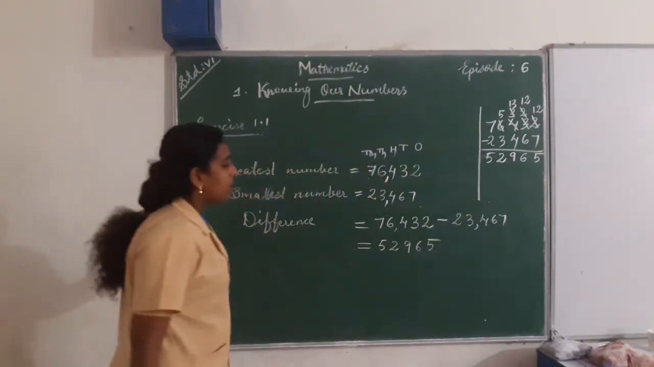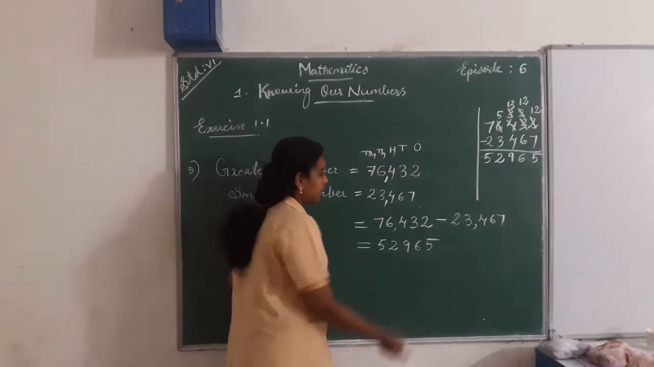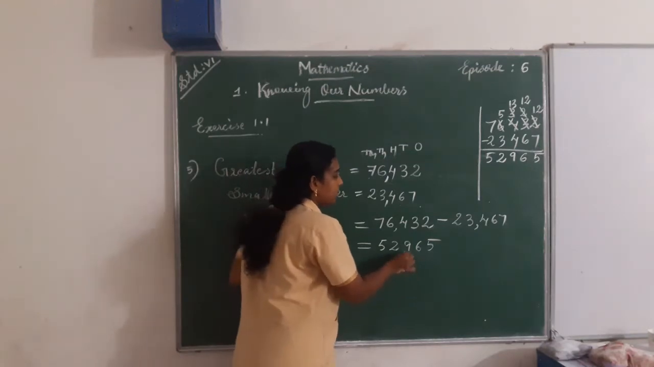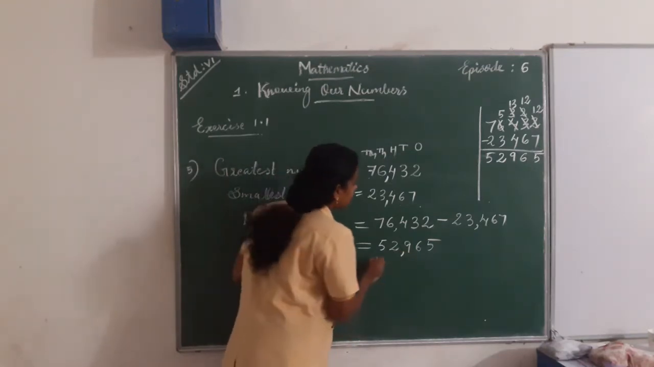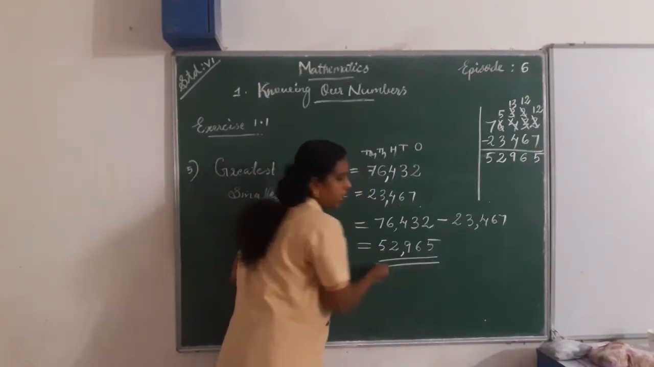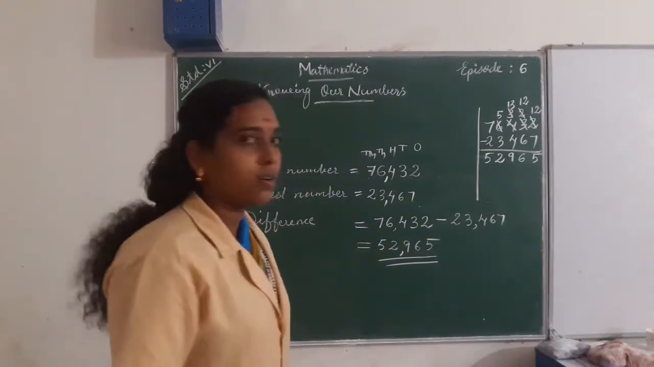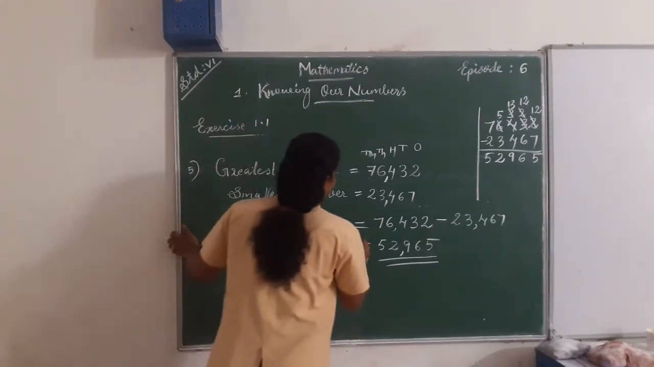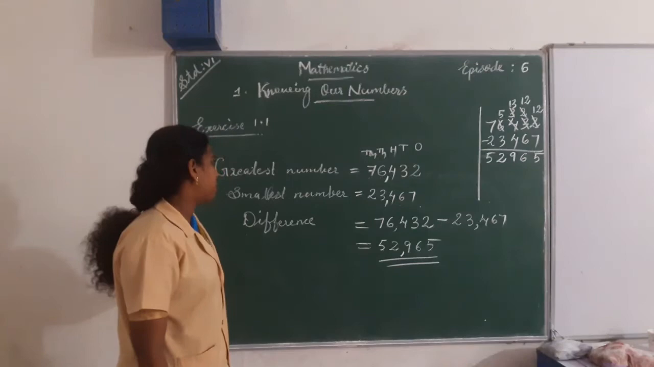And how can we read this number? It is ones, tens, hundreds, thousands, ten thousands, and the first comma comes after the hundreds position. Then we can read this number as 52,965. So the answer is 52,965.